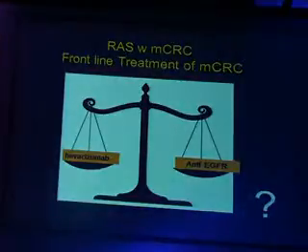So for our RAS wild patients, the treatment options that we have now are either to give the vascular endothelial growth factor inhibitor, bevacizumab, or to give the anti-EGFR. How can we choose the frontline treatment for those patients?